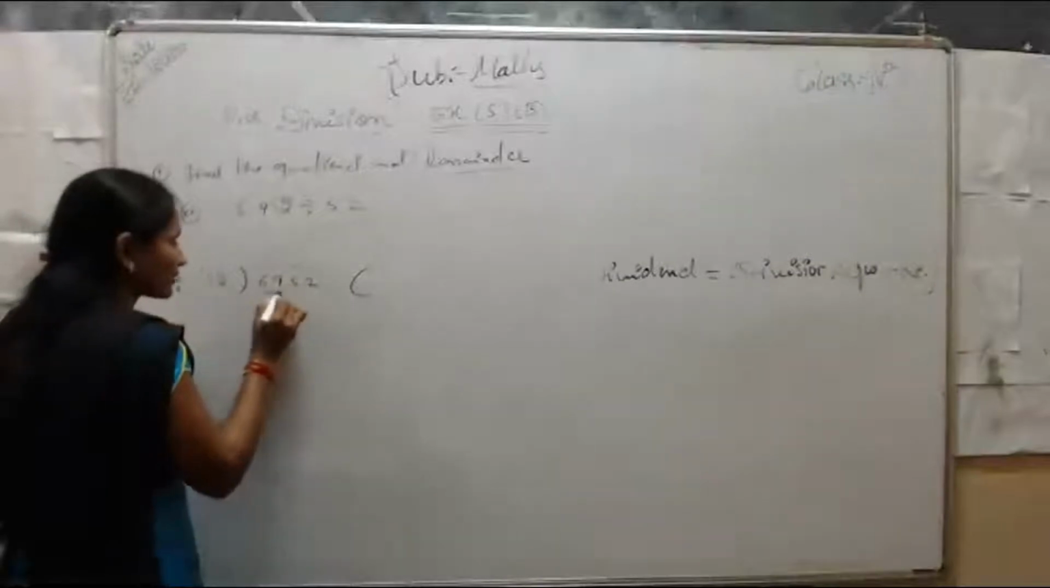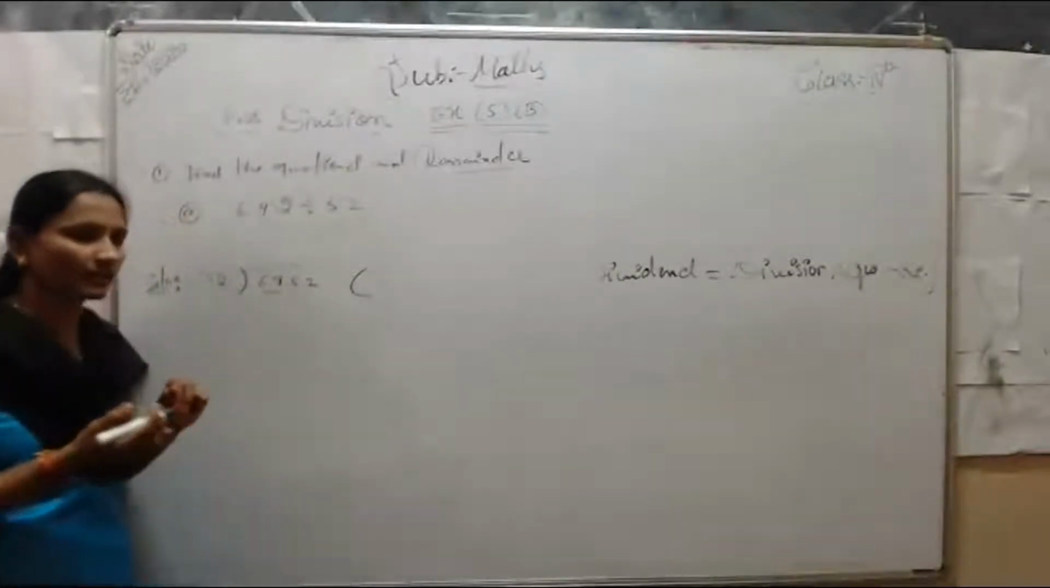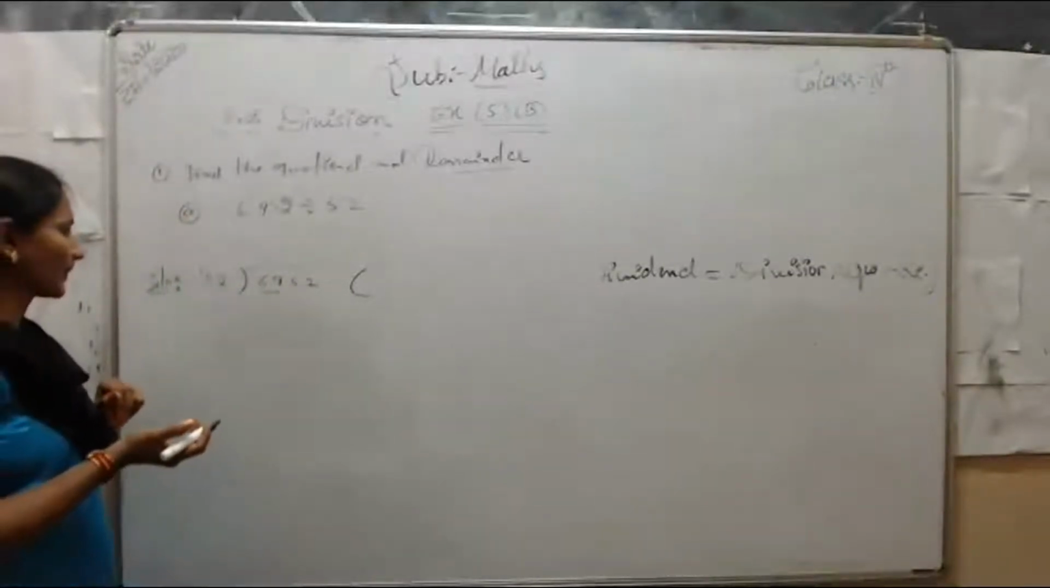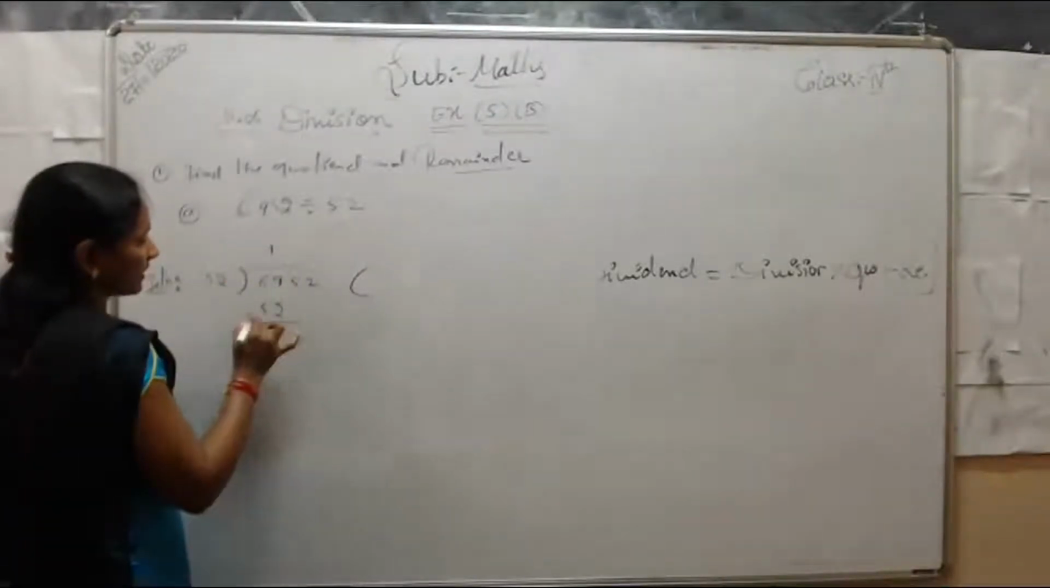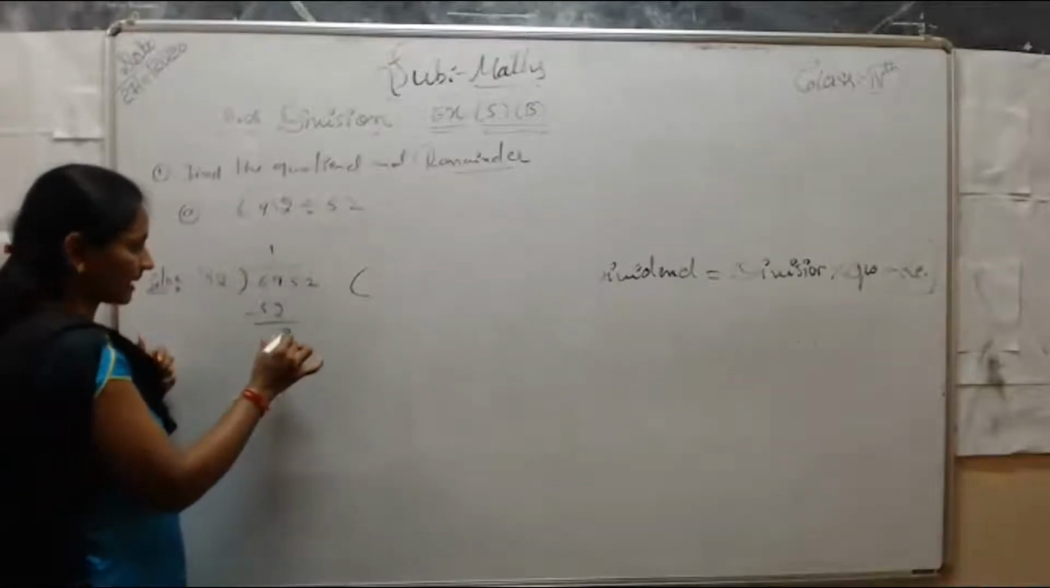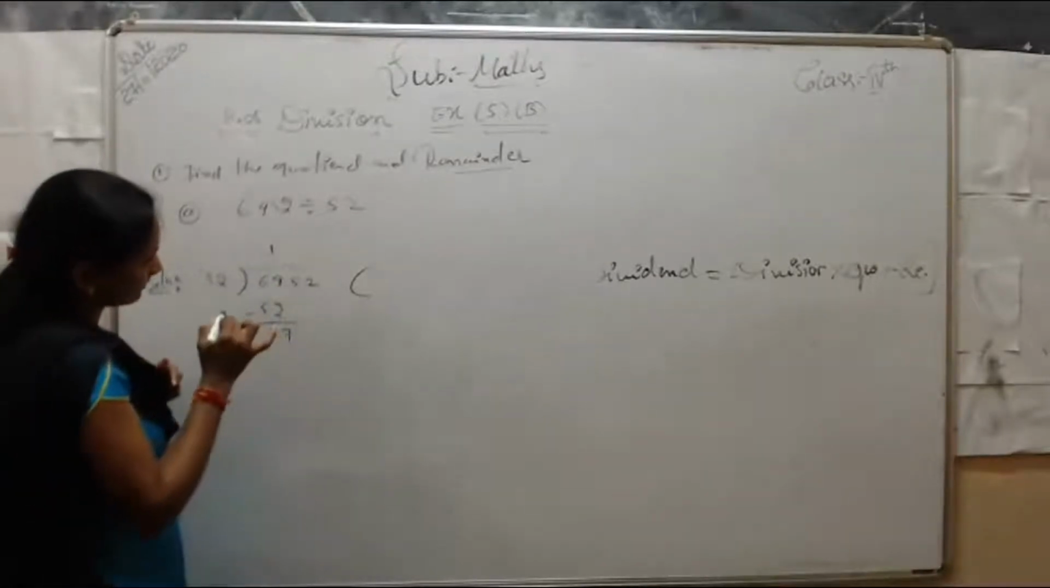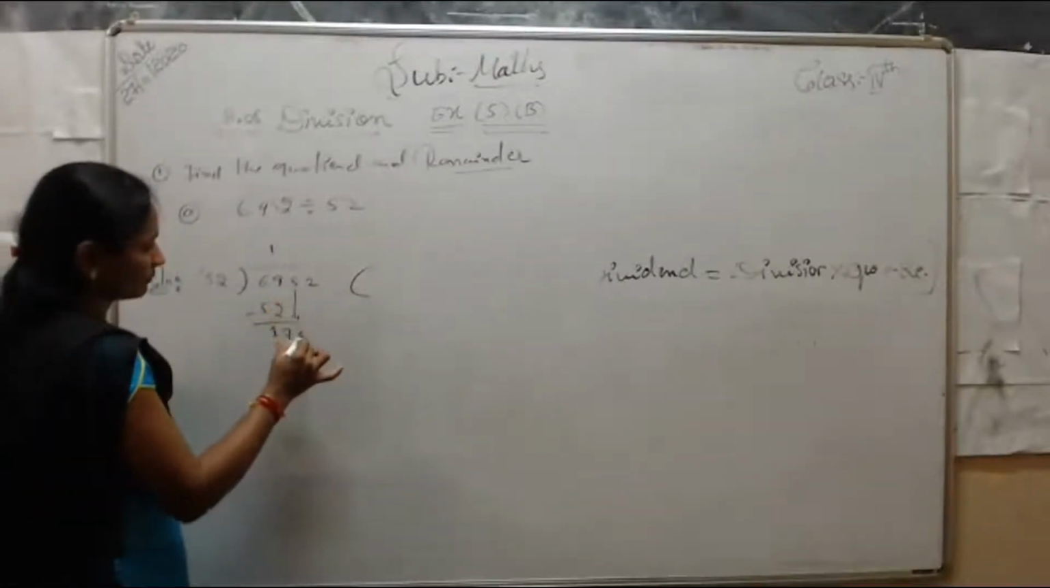Then 6,952. Students, first you have to take 2 digits. Use the common division method. 52 ones are 52, so you have to subtract. 9 minus 2 is 7. 6 minus 5 is 1. So you have to bring it down.